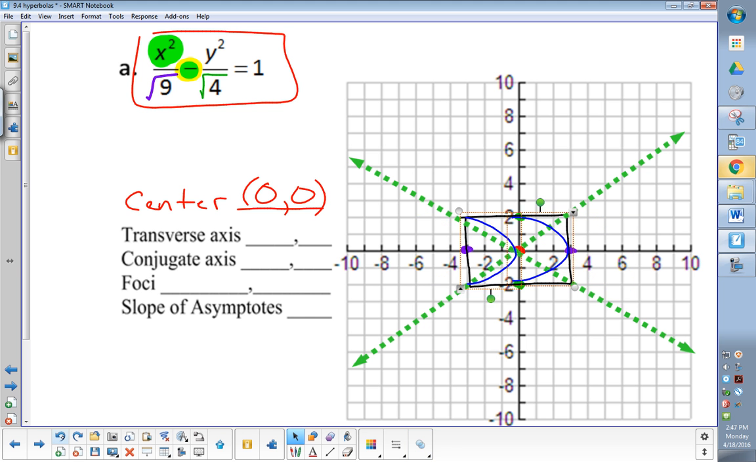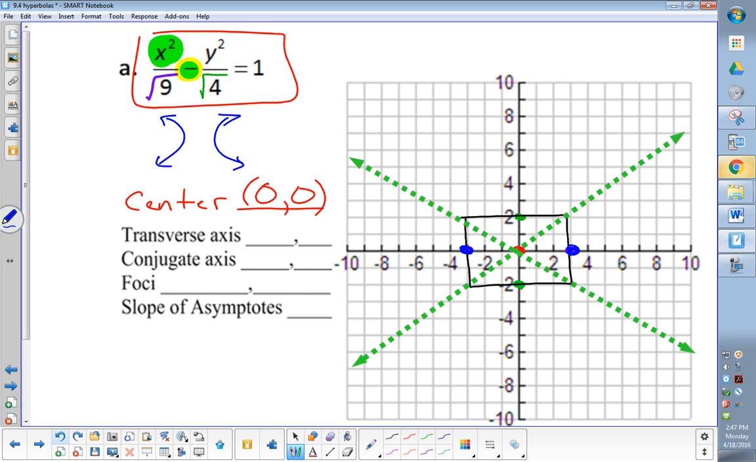Here's how we're going to graph it. Okay, so since it's an x squared first, it's going to open left and right. It's going to look like this. So we're going to use this point right here and this point right here to draw our parabolas. These green lines are asymptote lines. So asymptote lines, remember, we get really, really close to them, but we don't touch.